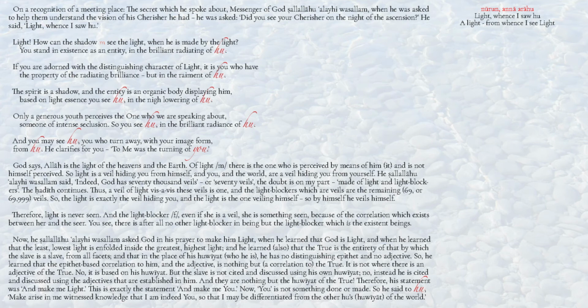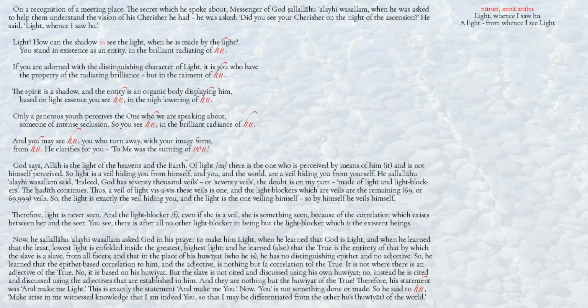You see, there is, after all, no other light blocker in being but the light blocker, which is the existence of beings. Now he, sallallahu alaihi wasallam, asked God in his prayer to make him light. When he learned that God is light, and that the lowest light is enfolded inside the greatest, highest light. And he learned also that the true is the entirety of that by which the slave is a slave from all facets. And that in the place of his huwiyat, who the slave is, he has no distinguishing epithet and no adjective. So we learn that the epithet-based correlation to him and the adjective is nothing but a correlation to the true. It is based on his huwiyat, but the slave is not cited and discussed using his own huwiyat.